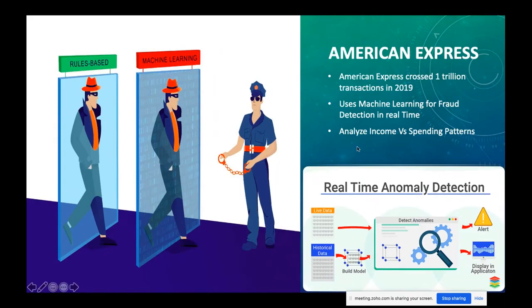And I have just mentioned one such thing where they analyze income versus spending. They know how much income people have and how much they have been spending in the past, and then they do a little bit of averaging on the spending. If the spending goes beyond 2 standard deviations of the average, it tries to block it. And you can see in the small image, we have historical data, they build the model, and then from the live data, this model starts detecting, and then it generates either an alert or it goes into the application.